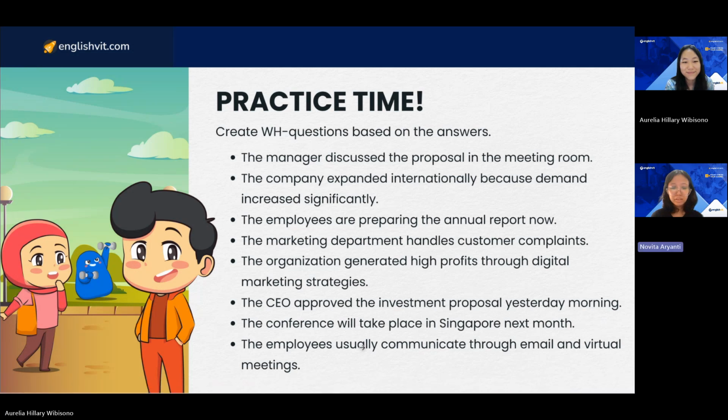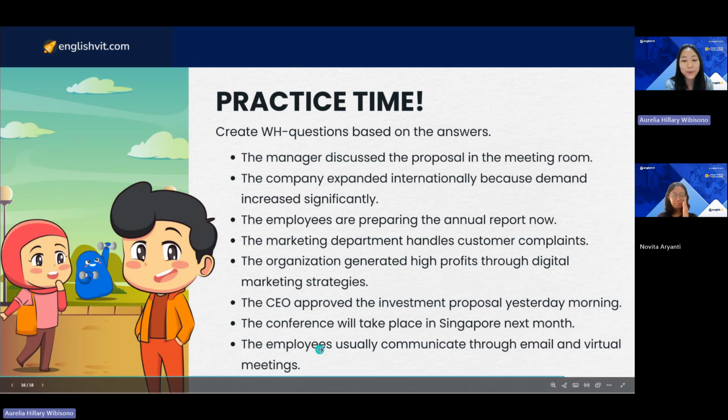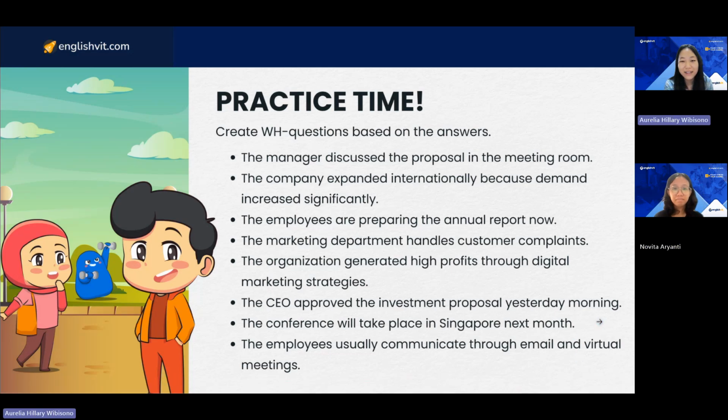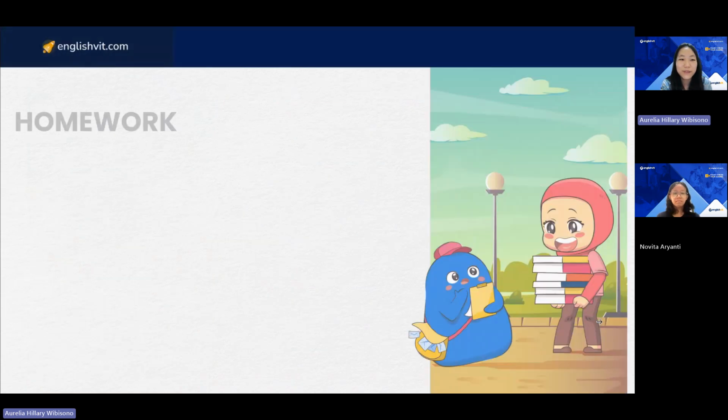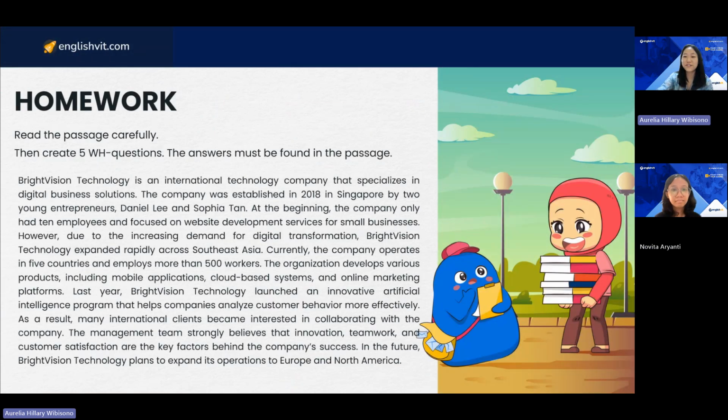Oh, sorry, Miss, can you repeat it one more time? Okay, what do the employees usually use to communicate? Oh yeah, we can also do that for the email and virtual meetings, right? Because it's all here. Yeah. Okay. And now you finish faster, much faster than I expected.